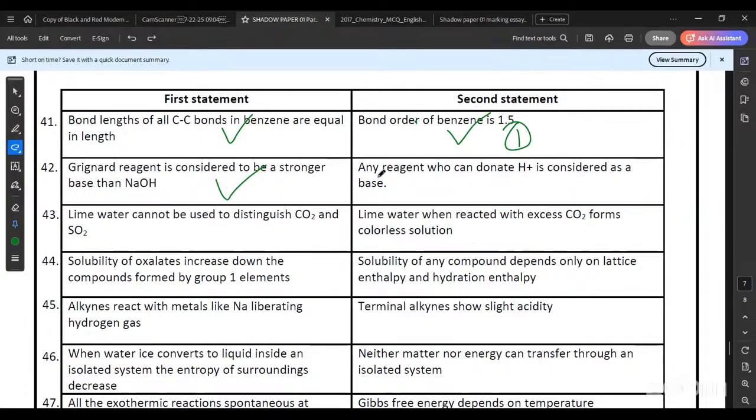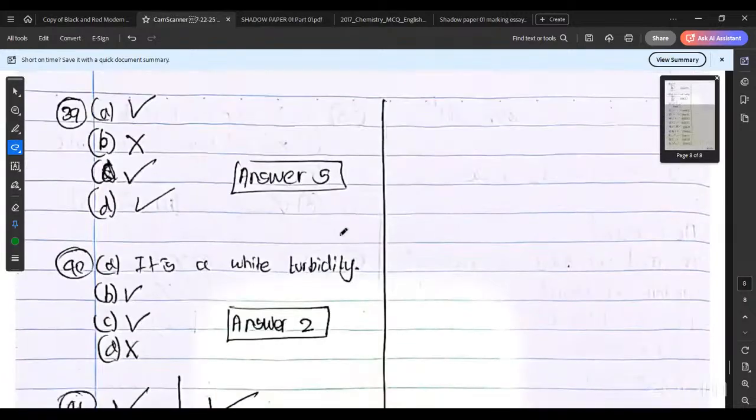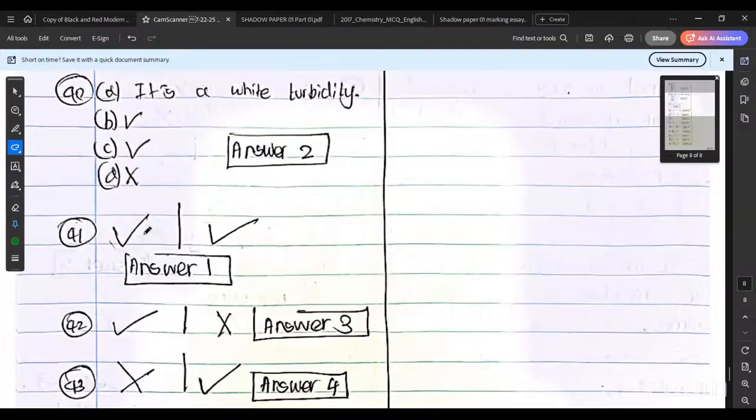Any reagent who can donate H plus is considered as a base. That is correct. Donating H plus is considered as a base, or you can say, accepting H plus. Any reagent that can accept H plus is a base. Wrong. Answer 3. එකේ marking scheme එකේ 3 නේ දීලා දෙන්නේ. Okay. 40.